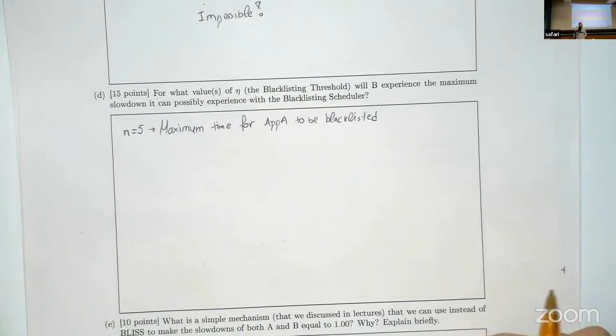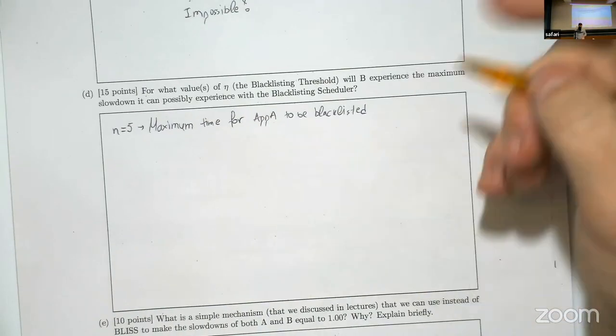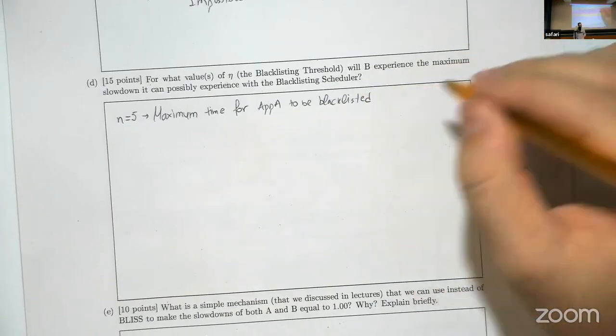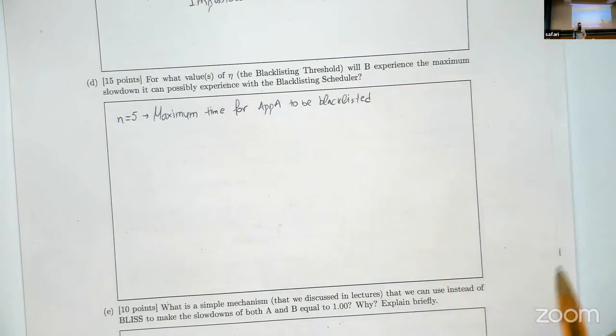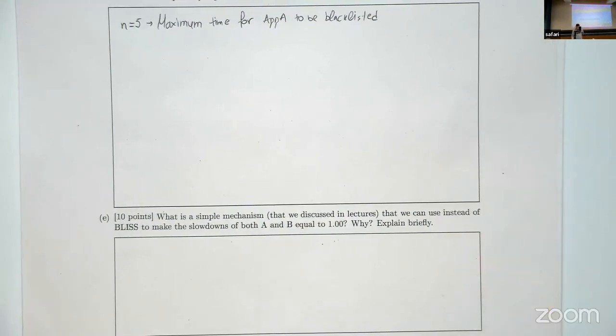Any questions on that? Yeah, in general, even though the answer is really short, these need a bit of thinking. It's not straightforward when you see the question. And then the last one, which is the easiest one, in my opinion. What is a simple mechanism that we can use instead of BLISS to make the slowdowns of both A and B equal to 1.0? And why? Any ideas?